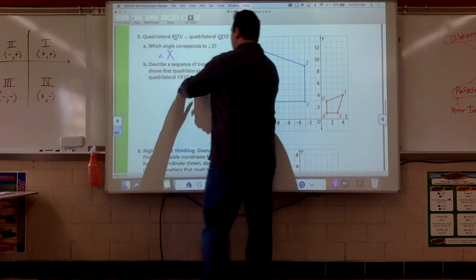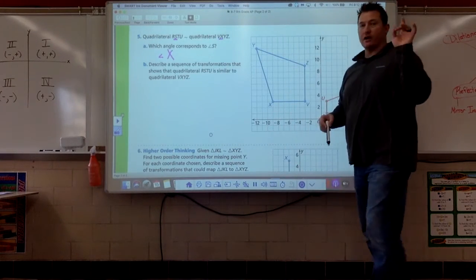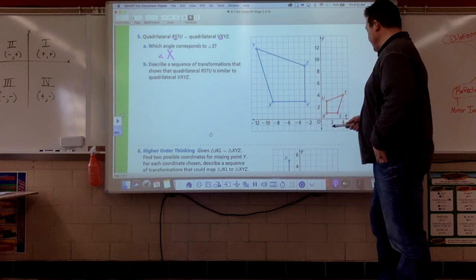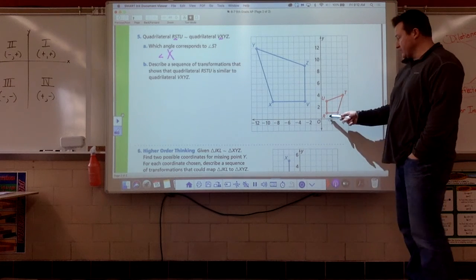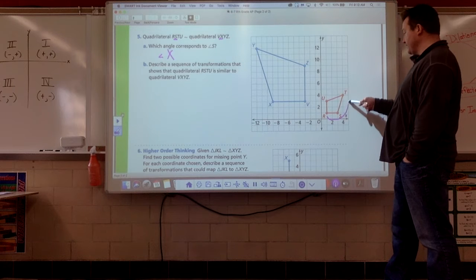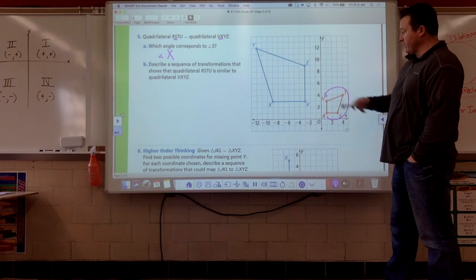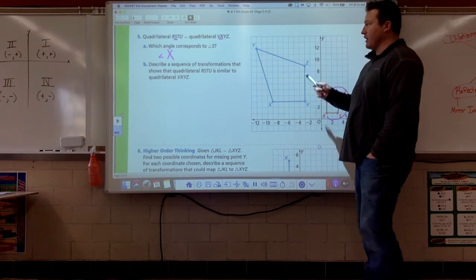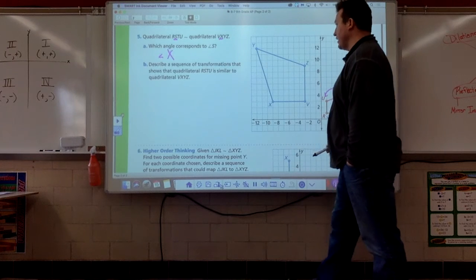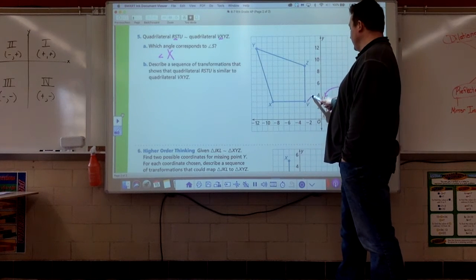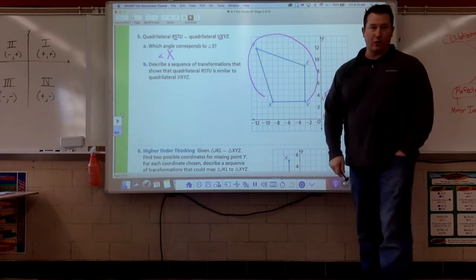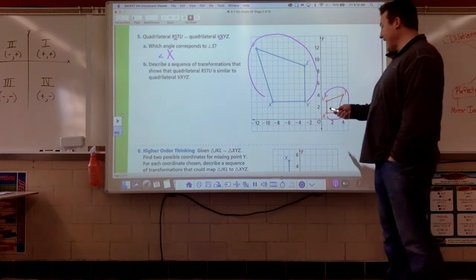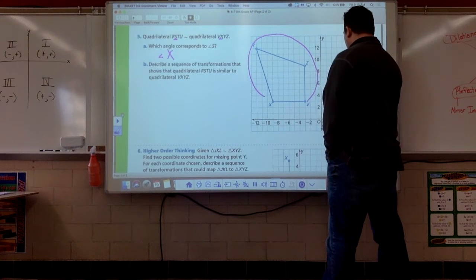Describe a sequence of transformations that shows these two quadrilaterals are similar. Again, look at orientation. RSTU. Look, I'm an alphabetical person, so I'm just going to go in whatever order. So I'm going RSTU, going this way. Okay? Start at V, XYZ. V, Z, Y, X. Is my order the same there? It's not. So dead giveaway.